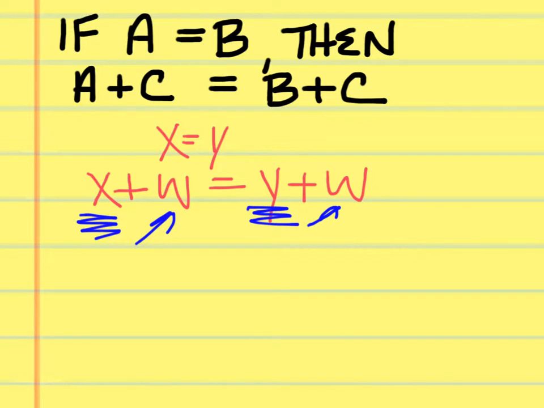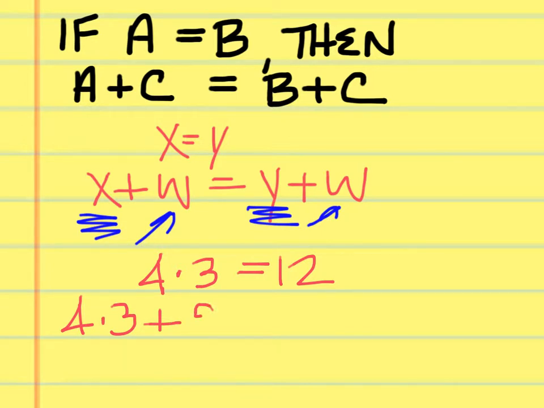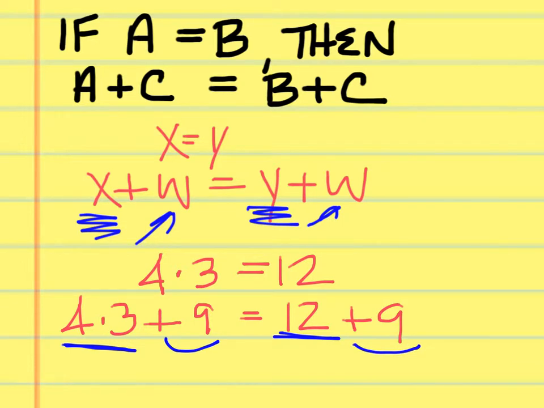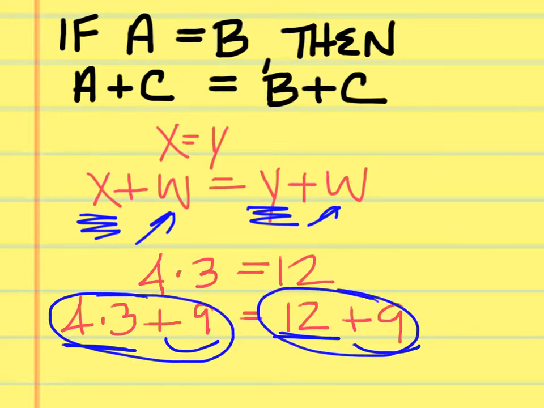If this is the same as this, and I'm adding W to both, that makes a true statement. We can do these with numbers. For example, if I had 4 times 3 equals 12, and I did 4 times 3 plus 9 and 12 plus 9, that would be equivalent. Because since this equals this, if I'm adding the same amount on both sides, I still have the same equality. Of course, this would be 12 plus 9, which is 21. And that's what this is, 12 plus 9, 21.